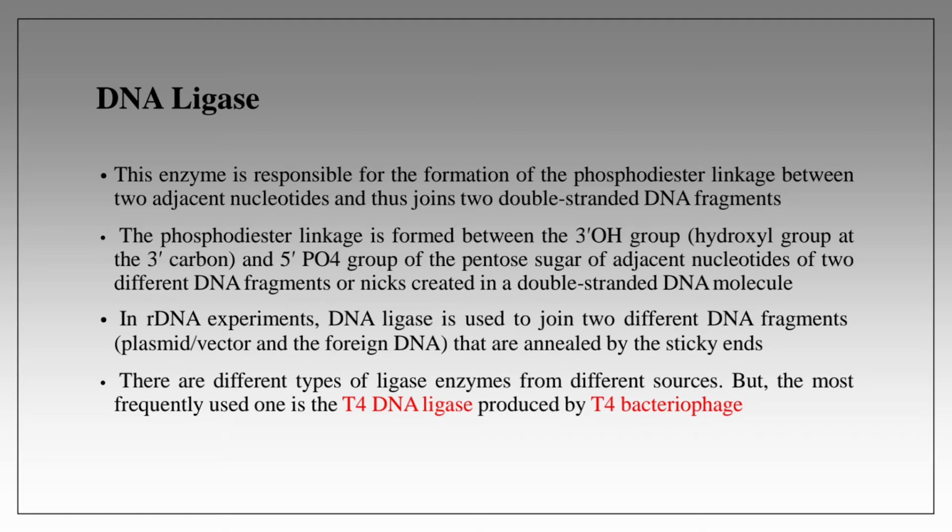DNA ligase. This enzyme is responsible for the formation of a phosphodiester linkage between two adjacent nucleotides and thus joins two double-stranded DNA fragments. The phosphodiester linkage is formed between the hydroxyl group at the 3' carbon and the 5' PO4 group of the pentose sugar of the adjacent nucleotide of two different DNA fragments, or nicks created in a double-stranded DNA molecule. In recombinant DNA experiments, DNA ligase is used to join two different DNA fragments, the plasmid vector and the foreign DNA, that are annealed by the sticky ends.